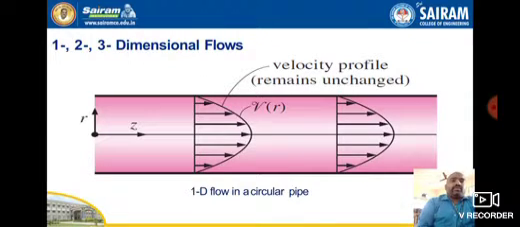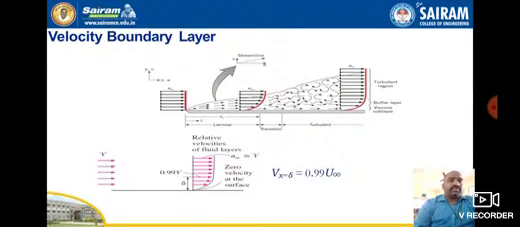So here we can see one dimensional, two dimensional and three dimensional flow in the figure. The picture shows one dimensional flow in a circular pipe, and how the velocity profile remains unchanged in the pipe. Along the radius of the pipe and along the z direction, this is how the velocity profile is going to appear. The velocity boundary layer is very important.